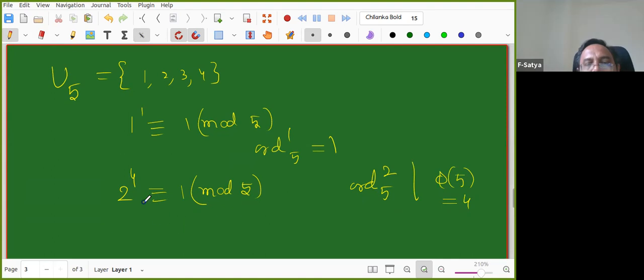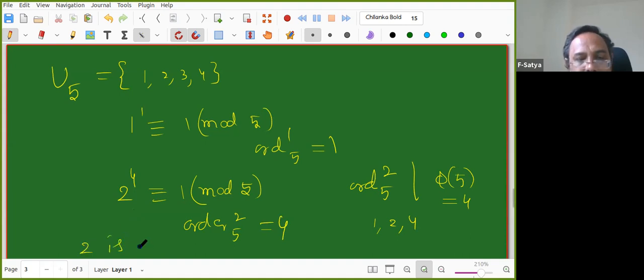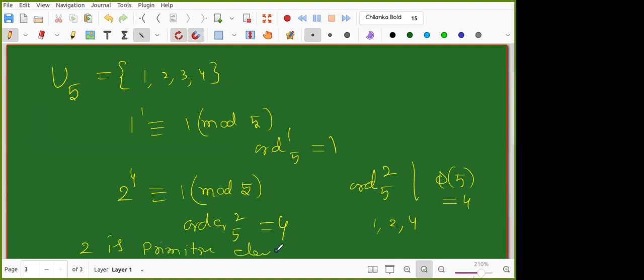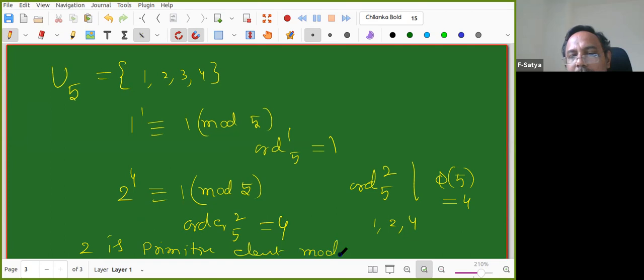That much I know. So what are the possibilities? It divides 4, which means the only possibilities are 1, 2, 4. You need not check for 3. Once 2 squared is not congruent to 1, you can directly say that the order of 2 modulo 5 is exactly equal to 4. Now what is 2 called? 2 is a primitive root, primitive element modulo 5. Are you clear?